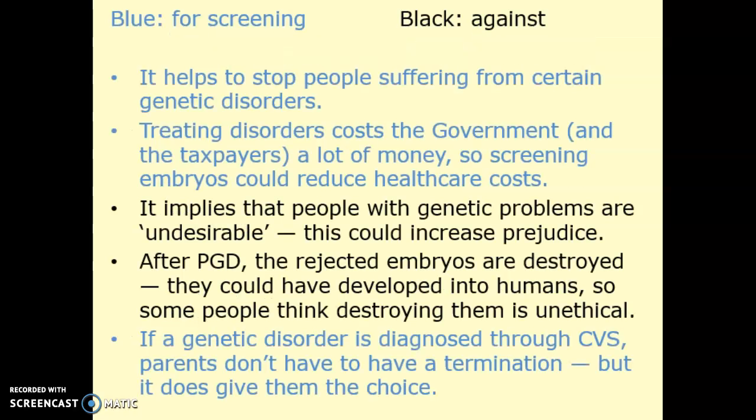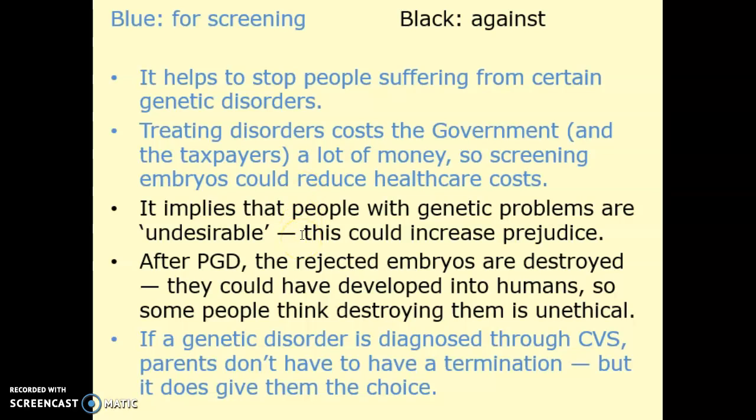But just to show you very quickly, this is the highlighting task, which would be for the lower demand one. And in blue, these are the arguments for. So, for example, it stops people from suffering, like we talked about before. It costs money to look after people who have these genetic disorders. So it could reduce healthcare costs. Those were things that we talked about before for the foundation question.